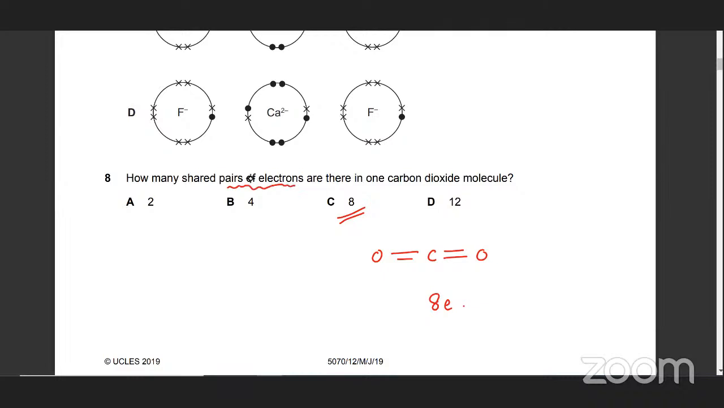So that's 4 pair of electrons being shared. तो आंसर B होगा इसका. ठीक है, although 8 electrons are being shared, लेकिन the statement was how many shared pairs of electrons are there? So you have to count the pairs of electrons. That's 1 pair of electron being shared, 2 pairs, 3 pairs, and 4 pairs.